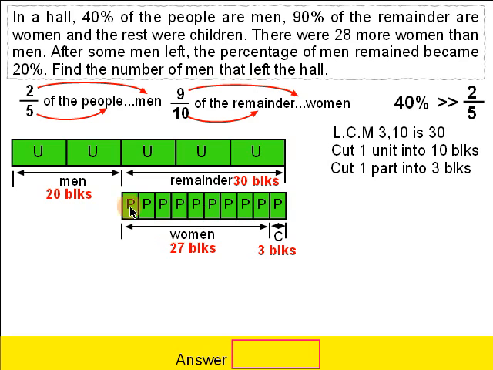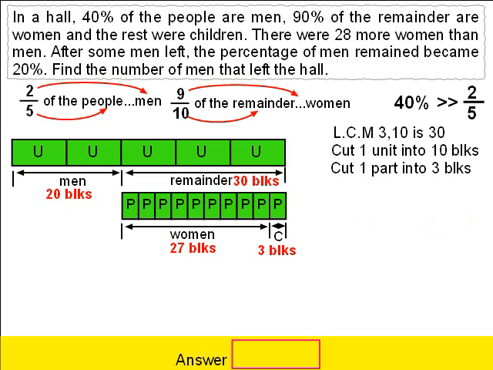So let's go through. Alright, so now here we have 2 units. 1 unit is equal to 10 blocks, so 2 units is equal to 20 blocks. For the remainder, there are total 3 units, therefore 30 blocks. Alright, for the women, there are 9 parts. 1 part is 3 blocks, so 9 parts is 27 blocks. And for the children, obviously it's only 3 blocks because it's only 1 part. Got it? Instead of cutting the model, you can do this.